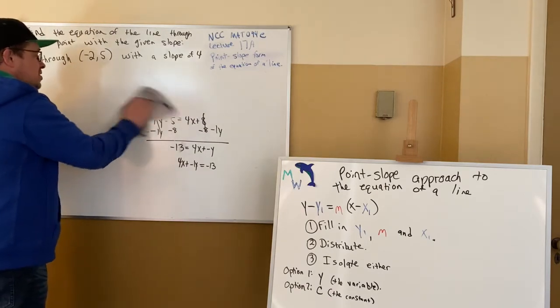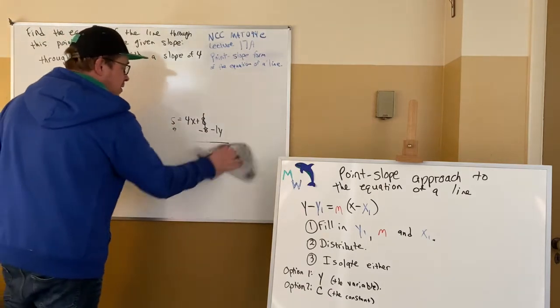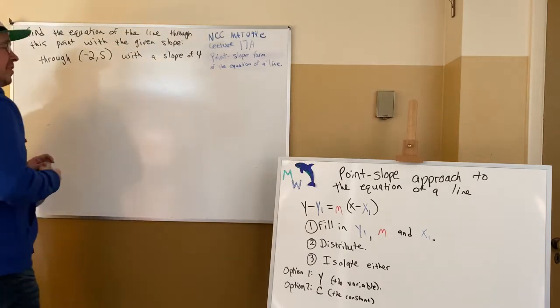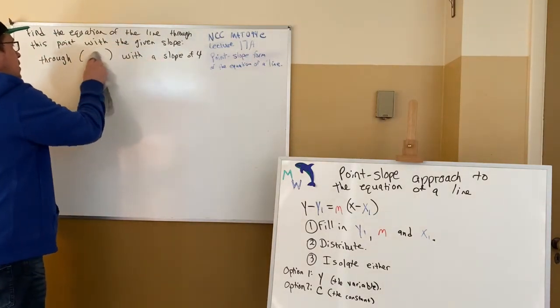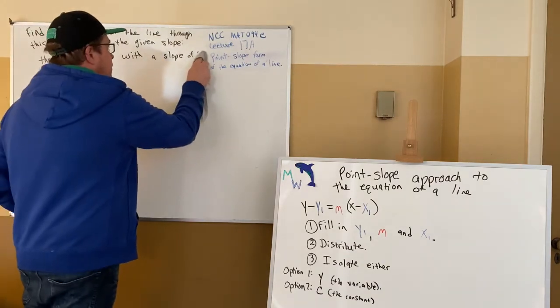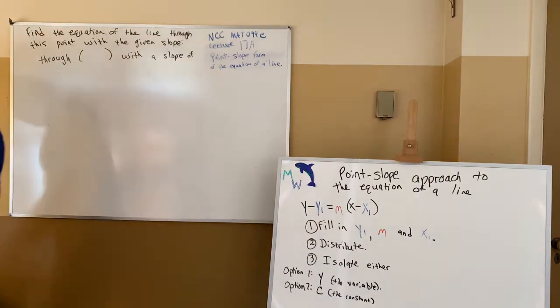So we're going to change up for this second one. Remember, if you said, hey, you went too fast, just back up the video. We're going to try this one. Through the point 2, 7 with a slope of 3 over 2.